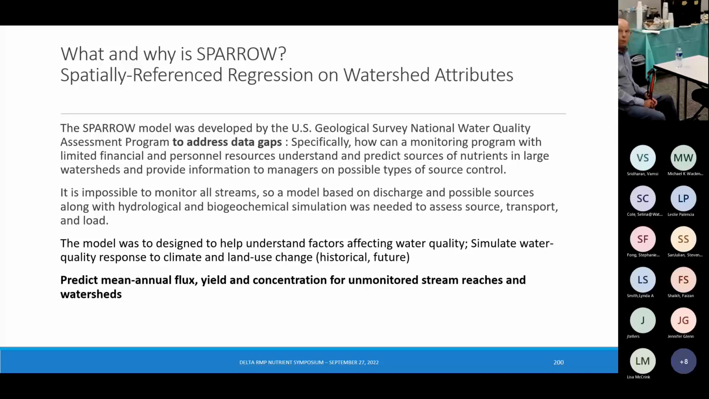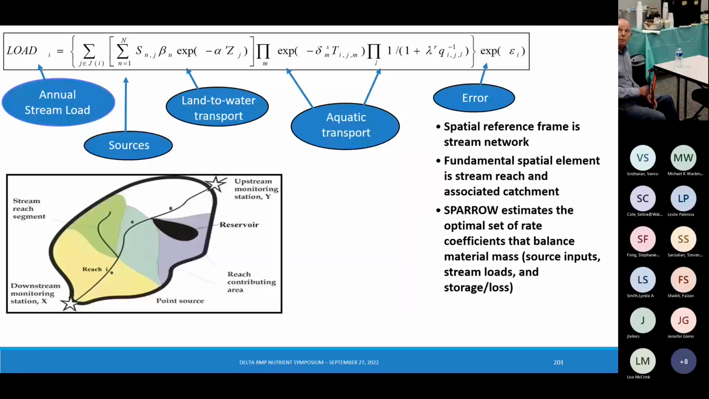And we wanted to then use this model to understand factors that were affecting water quality up to that point in time, and then simulate water quality response to climate and land use changes. So the model that we wanted would predict mean annual flux, yield, and concentration for unmonitored stream reaches and watersheds based on this limited number of calibration sites. All right, so next. So I think I'm the first one to show an equation.